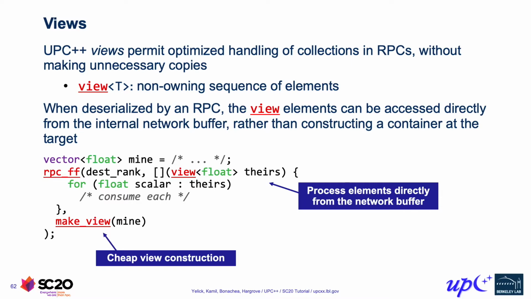So in general, if we're going to be consuming the data directly within the RPC, a view provides better performance with fewer copies. On the other hand, if we need the data to live on past the end of the RPC, the most user-friendly way to do that is to just pass the container directly as the argument of an RPC, as opposed to making a view.